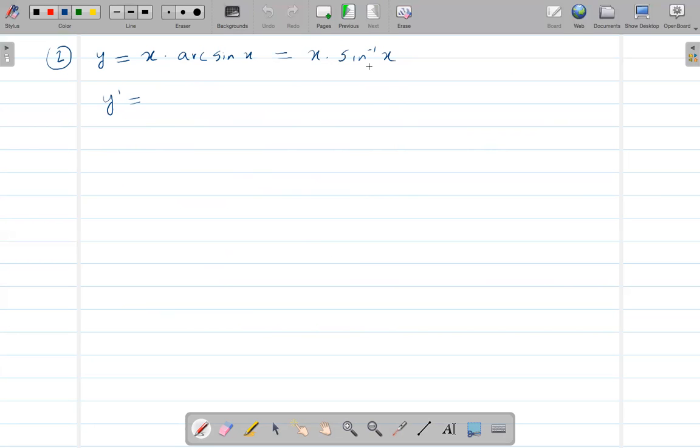So first, using the product rule, I can take the derivative of x, which will be just 1, and the second one will stay the same. Plus, now x will stay there, and if I take the derivative of the second one, what is the derivative of sine inverse of x? It's 1 over square root of 1 minus x squared, right? So let me write it in a better way: sine inverse of x plus x over square root of 1 minus x squared. All right, so this is the derivative.